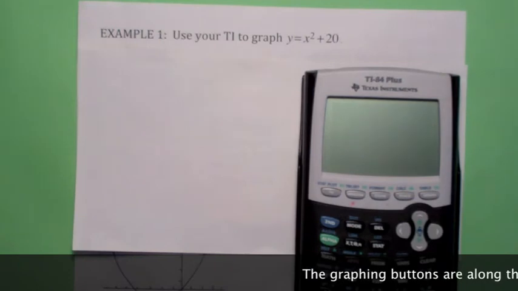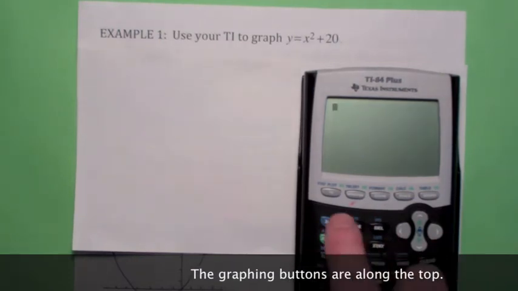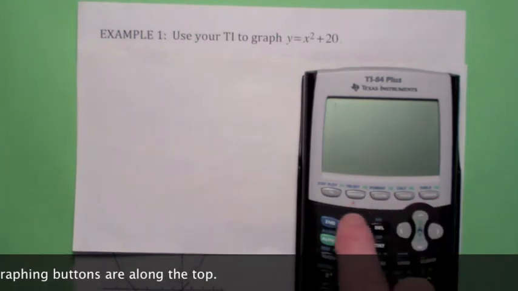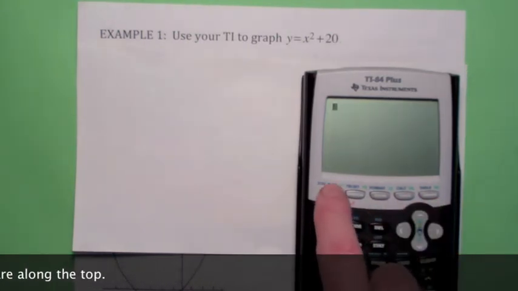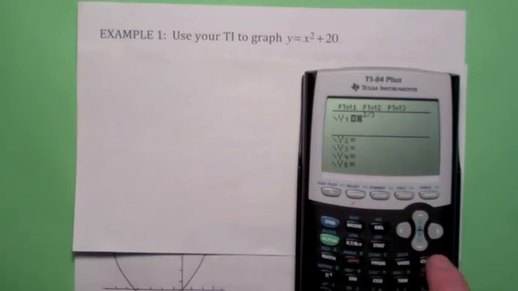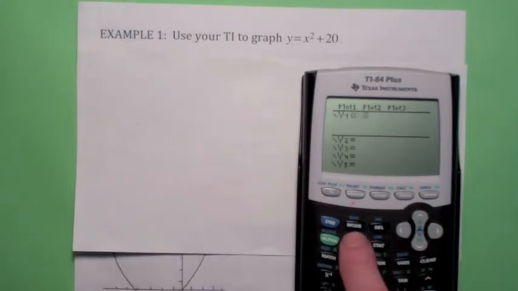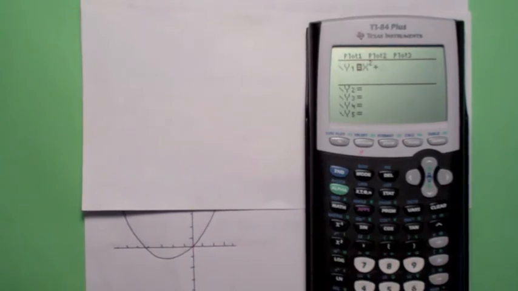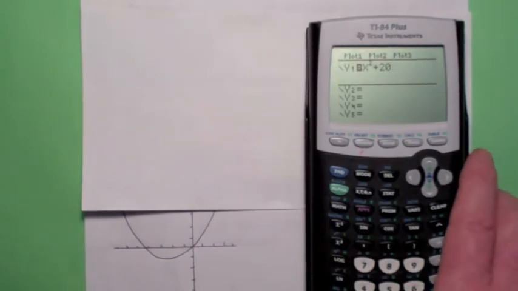Suppose you wanted to graph y equals x squared plus 20. Again, your graphing buttons are all on the top here. So for the most part, we're going to be using those when we graph. Y equals, remember, is up here. I already have something in there, so let's clear it and enter x squared. X, the square button is right here, plus 20. And before you graph, well, you hit enter.